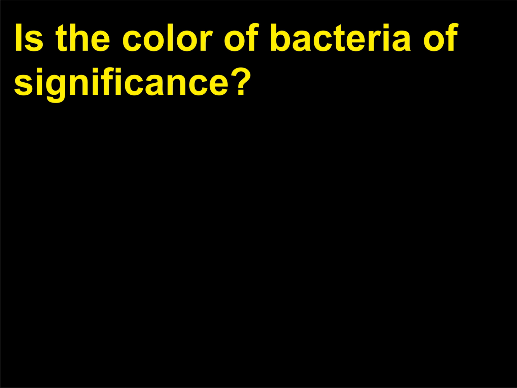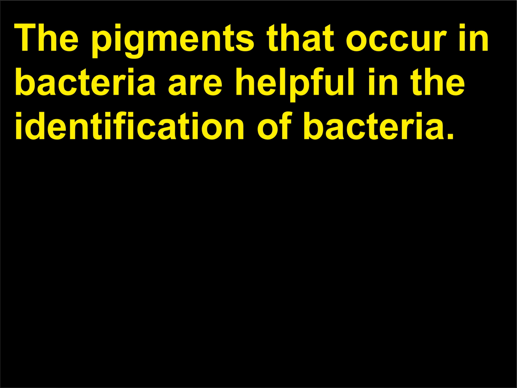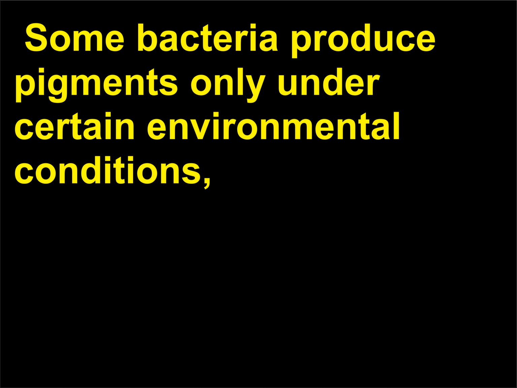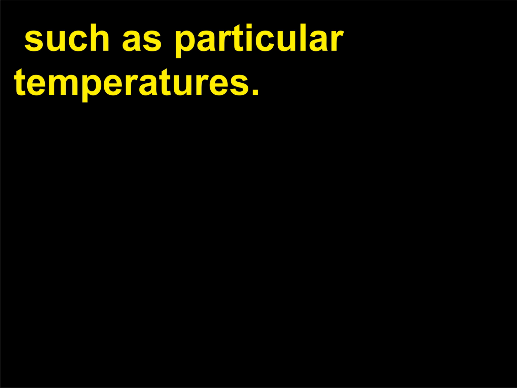Is the color of bacteria of significance? The pigments that occur in bacteria are helpful in the identification of bacteria. Bacteria can be red, purple, green, or yellow. Some bacteria produce pigments only under certain environmental conditions, such as particular temperatures.